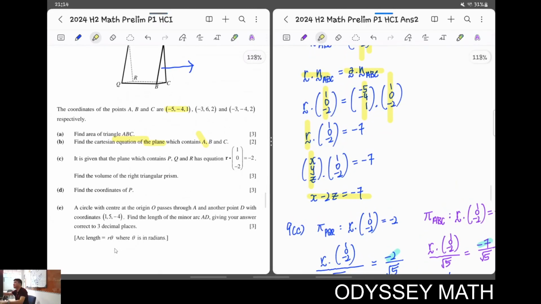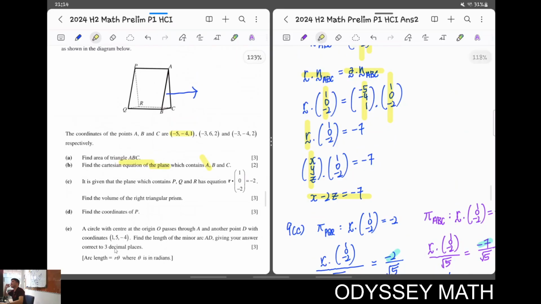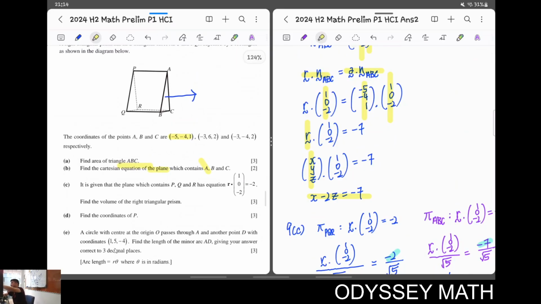So nicely, it is given that the plane which contains PQR has equation r dot n. Notice that the normal vector is the same as the normal vector of the plane containing ABC, right? So this r dot n is minus 2, this r dot n is minus 7. So basically, the plane containing PQR and the plane containing ABC both have the same normal vector in the same direction. This matters, by the way.